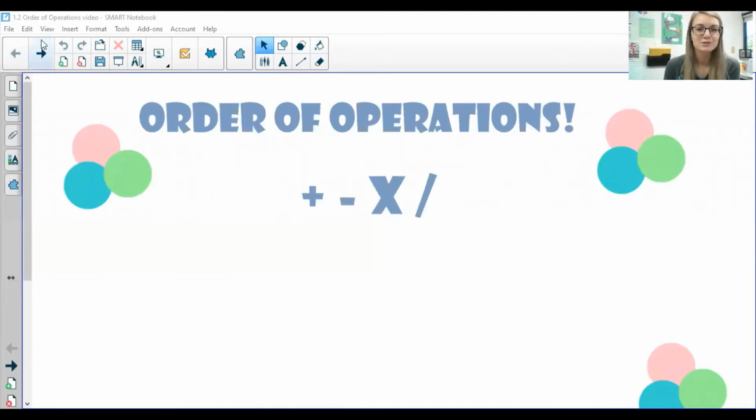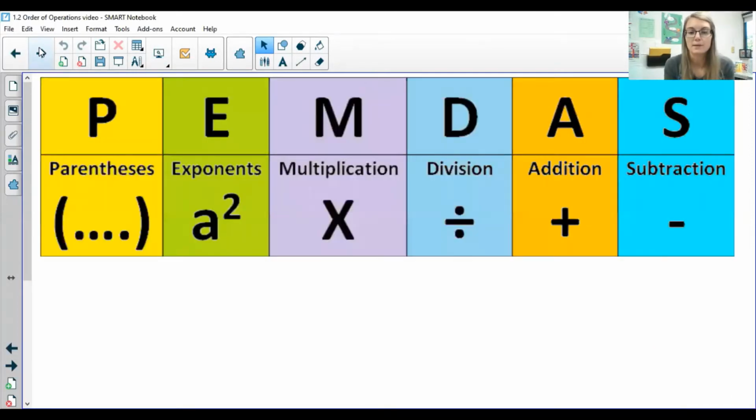Okay, so the first thing I want to show you, order of operations is basically just the order that we solve problems. So you're really familiar with adding, 8 plus 12, or subtracting, 21 minus 4, whatever the operation is. Today what we're going to be doing is combining those operations. Okay, so when you see those sort of operations, this here is the order that we solve problems.